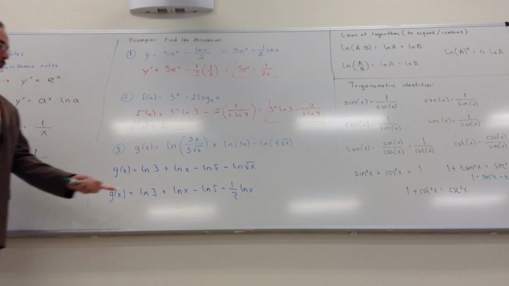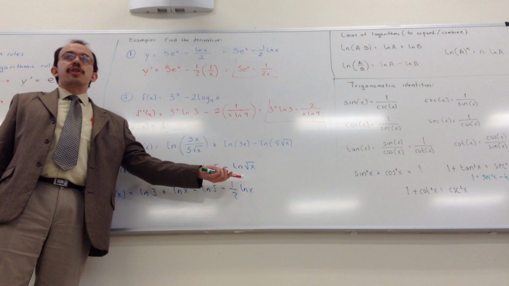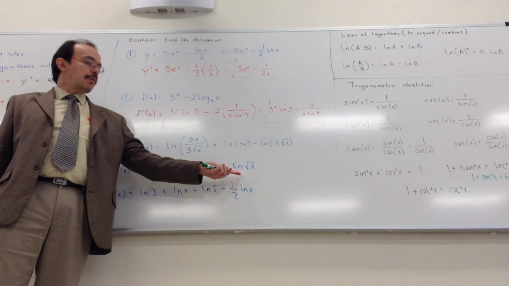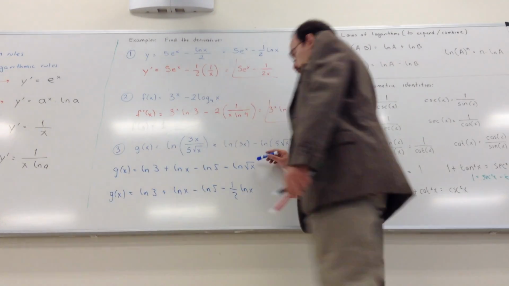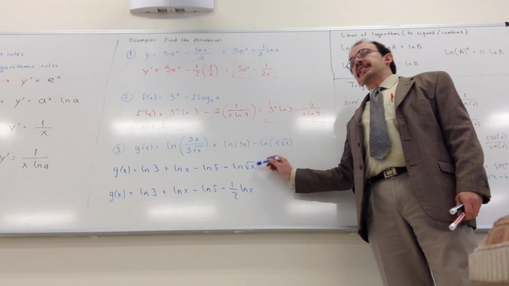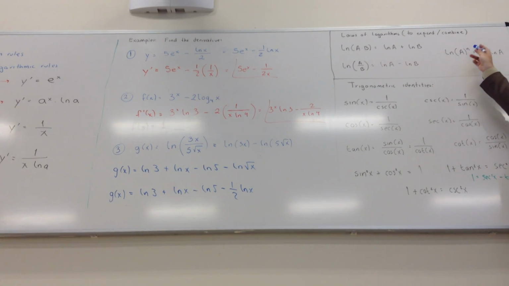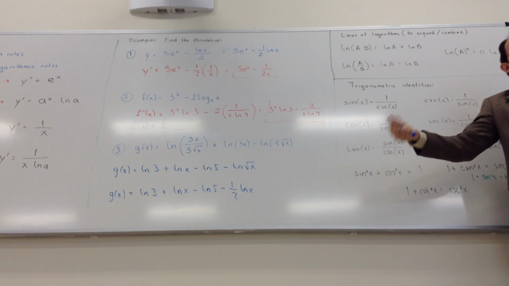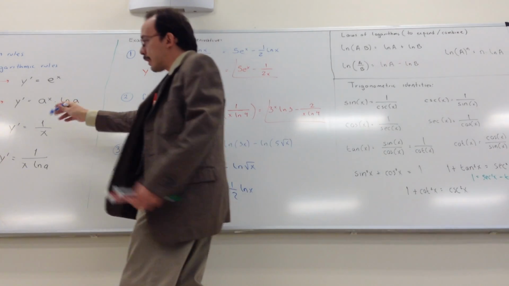Okay. In this case, you see what happened from here to here? No? Remember, square root of x is x to the 1/2, right? So I'm applying this one, the third one. The 1/2 now is a coefficient because of this law. Now I simplify. Now I need to apply the rules. Why? Because now I have ln of x.